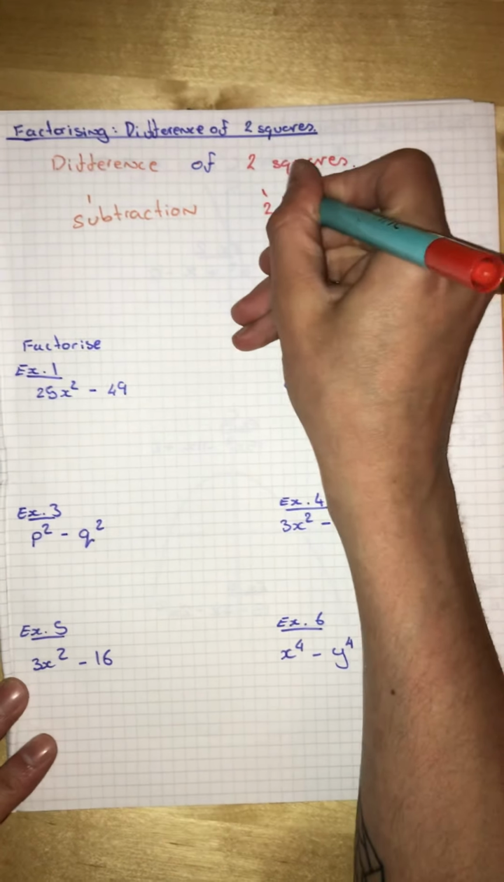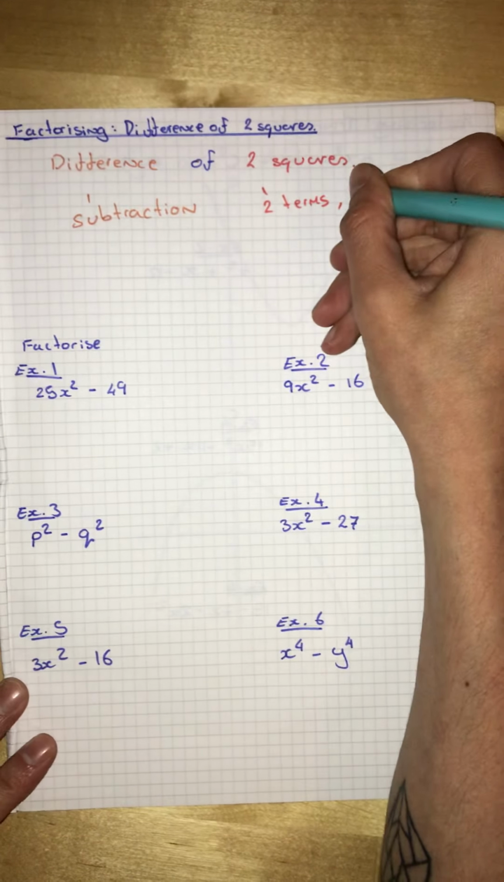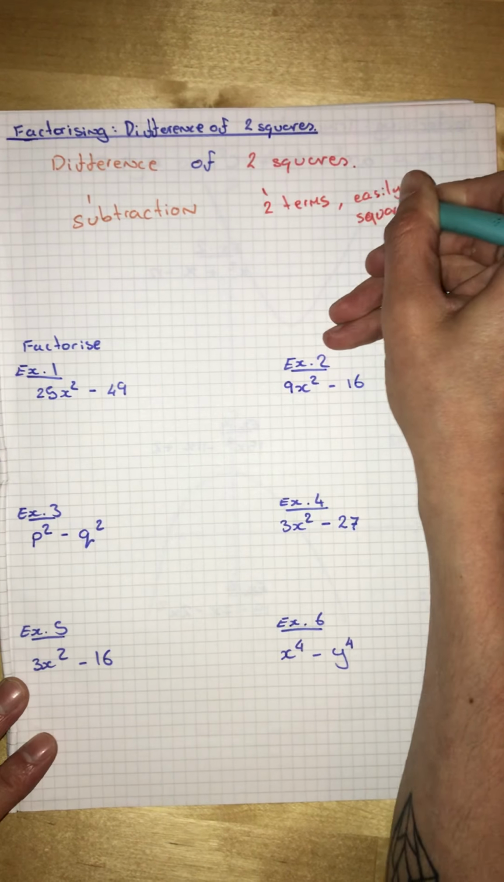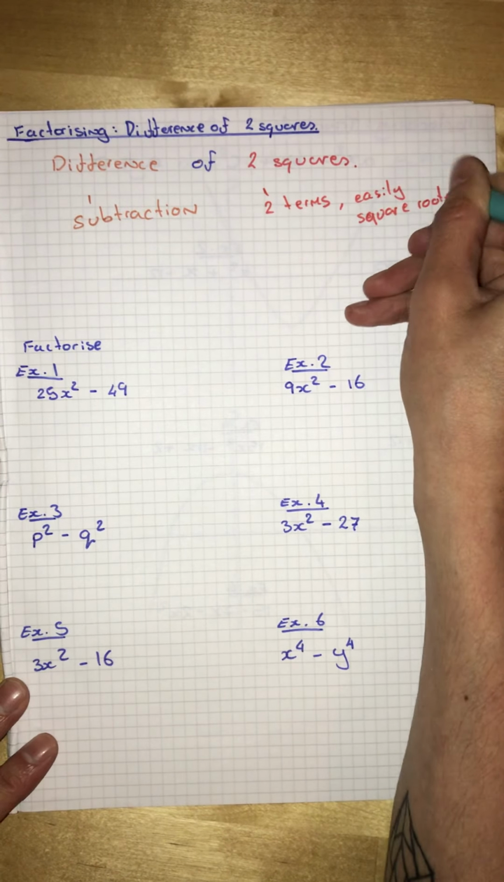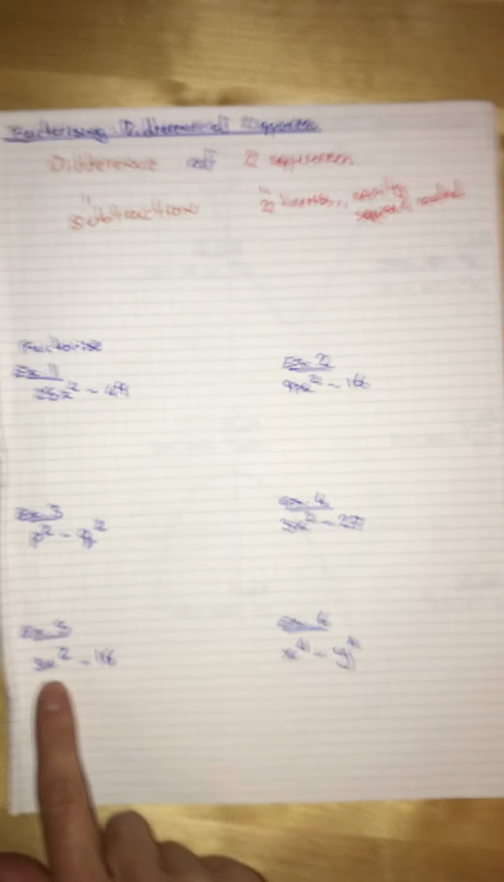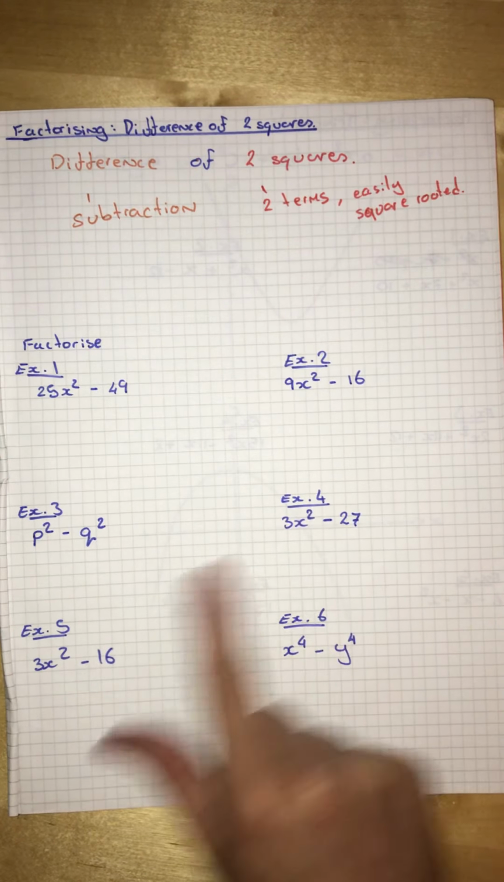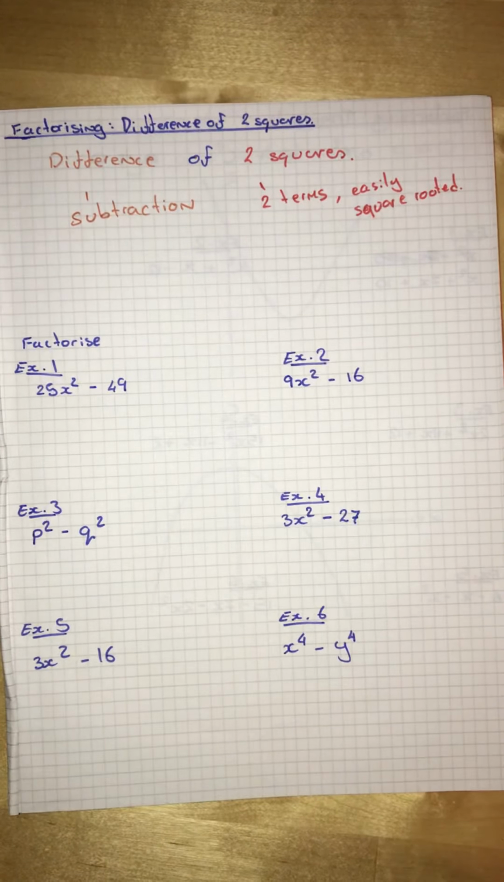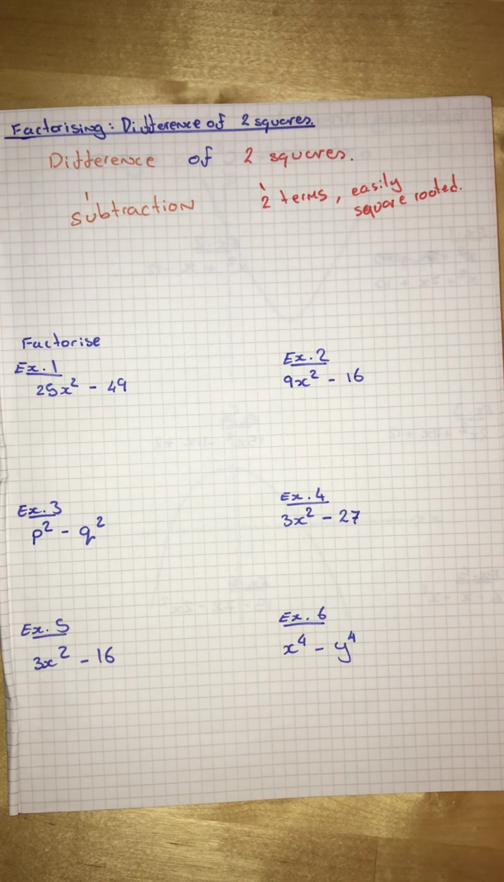So two terms, easily square rooted. And if you look ahead to all these questions, apart from one special one we're going to look at when we get there, all of these are a subtraction with two terms, and each of these numbers, with a little bit of work, some of them can be square rooted.